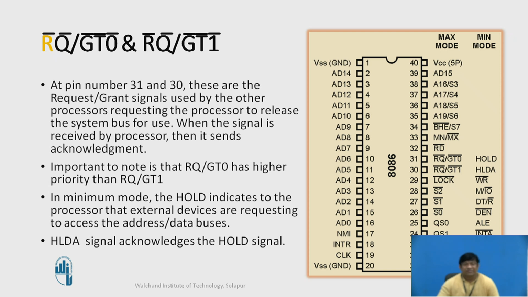These are the request/grant signals used by the other processor requesting the processor to release the system bus for use. When the signal is received by the processor, it sends an acknowledgement. Important to note is that RQ/GT0 has higher priority than RQ/GT1. In minimum mode, HOLD indicates to the processor that external devices are requesting to access the address and data buses. HLDA is the acknowledgement of the hold signal, that is, hold acknowledgement.